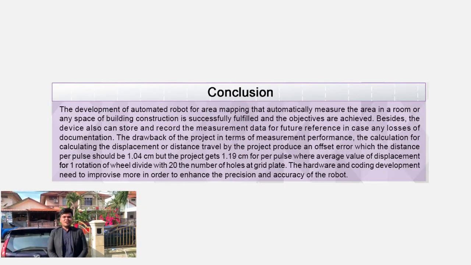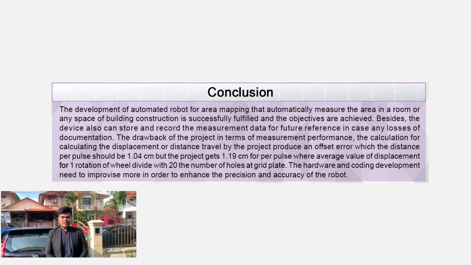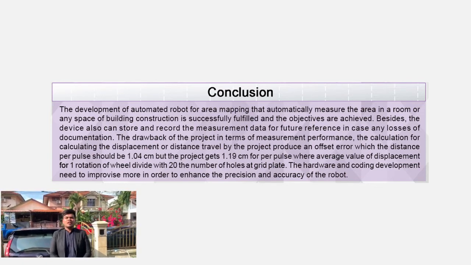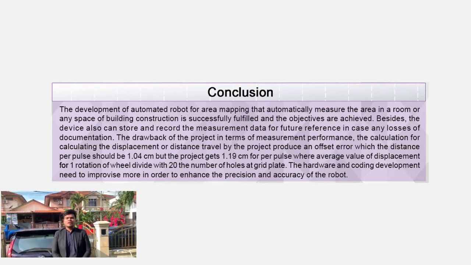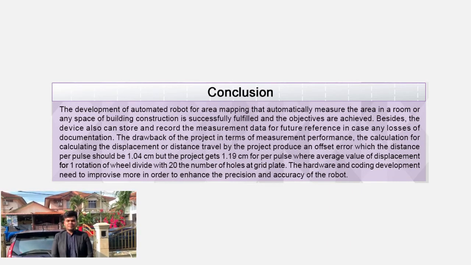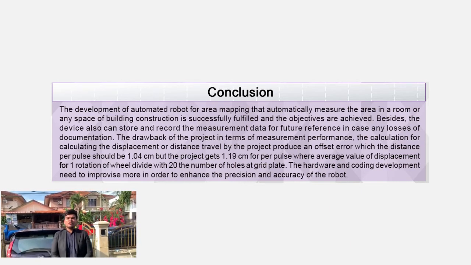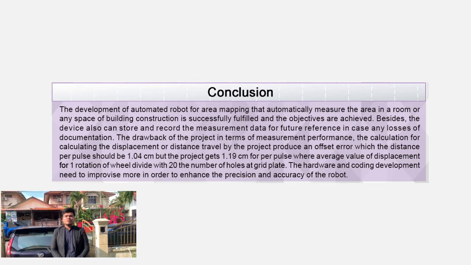The development of the automated robot for area mapping that automatically measures the area of a room or any space is successfully fulfilled and the objectives are achieved. Besides, the device can also store and record the measurement data for future reference in case of any loss of documentation.